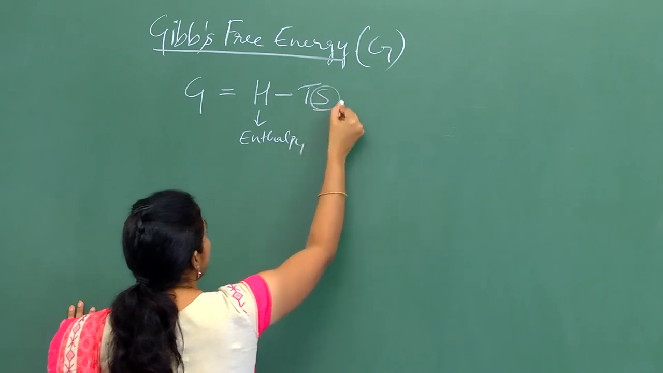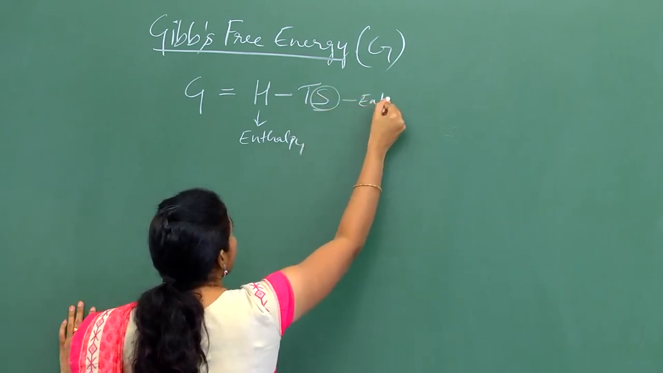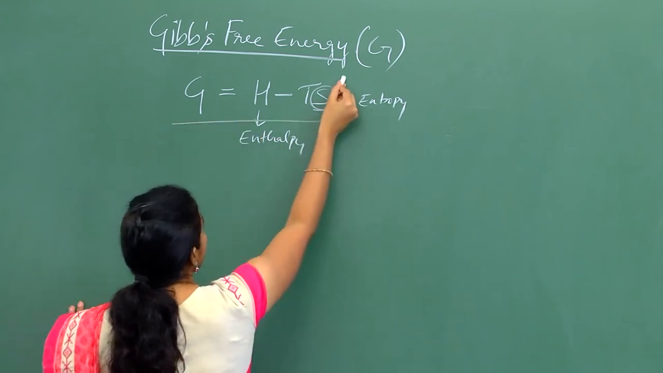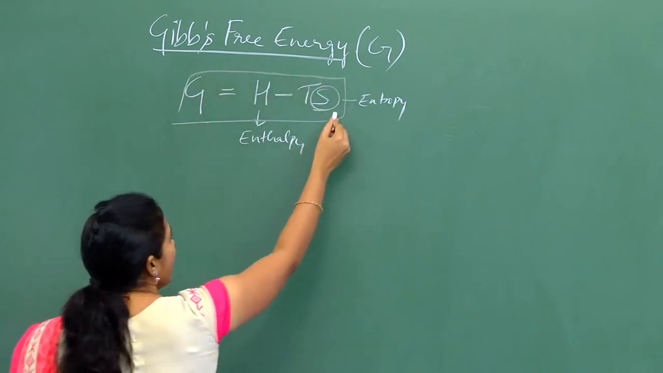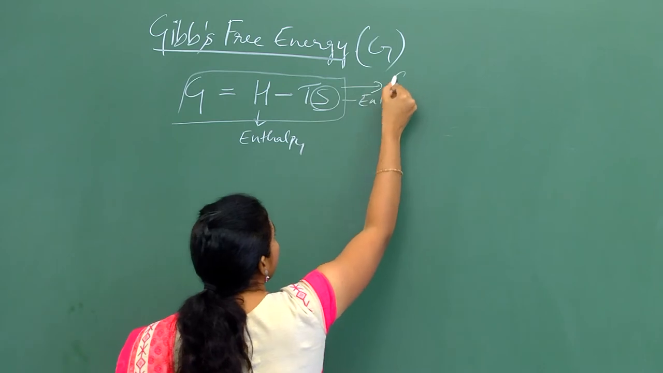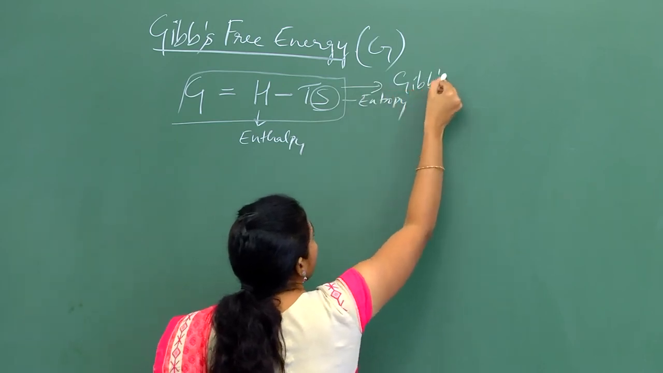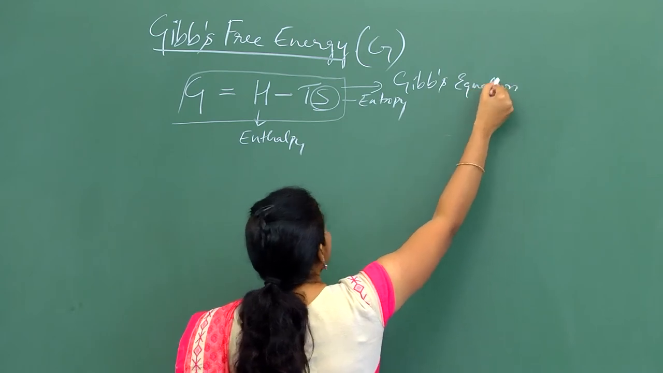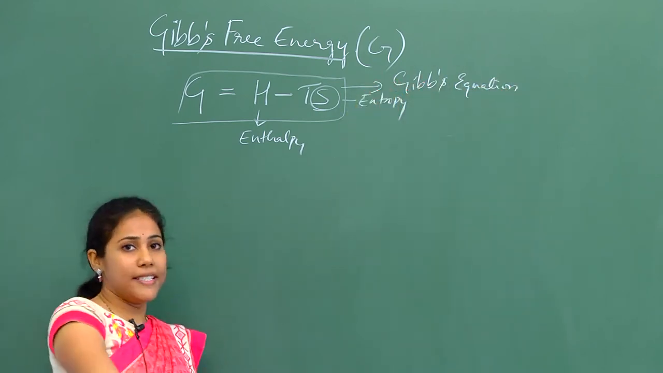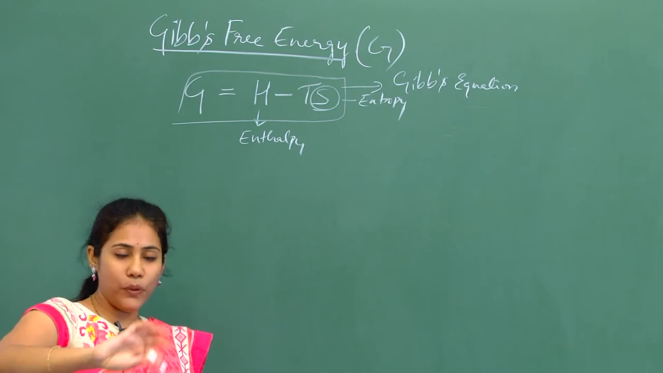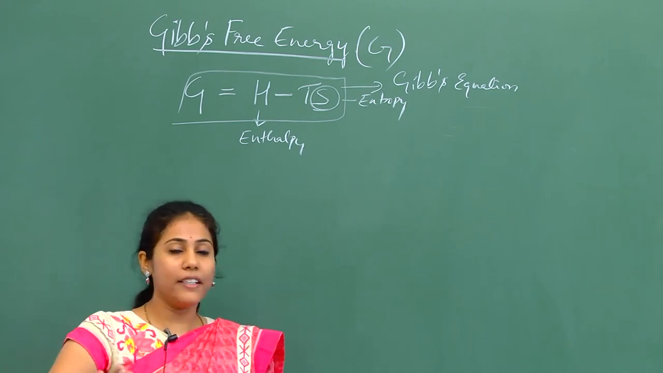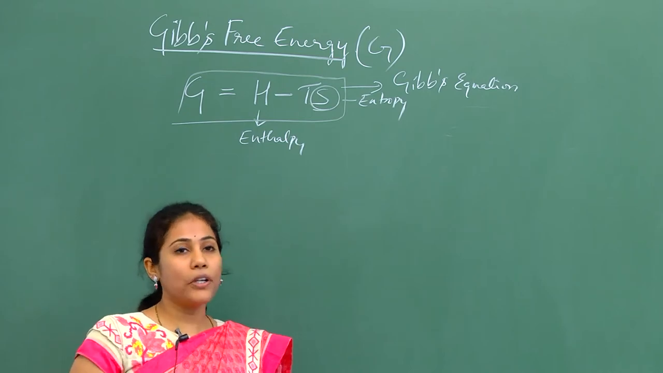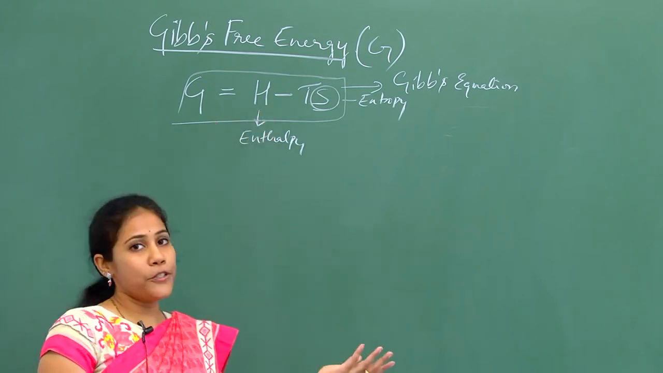And what is S here? Entropy. Okay, and this is your important equation, and this equation we will call the Gibbs equation. And this G is also a state function, that means it will depend on the initial and final state. So delta G is what we use. Okay, and this is also an extensive property.